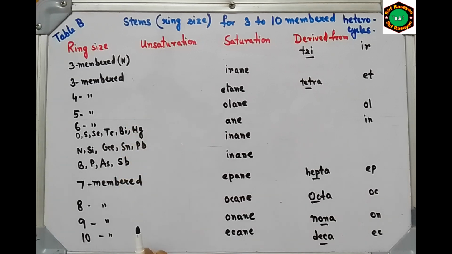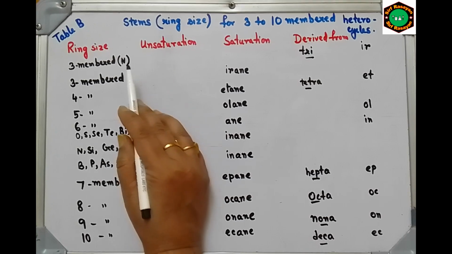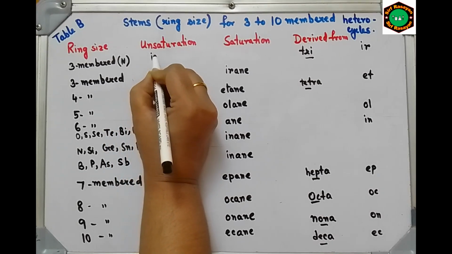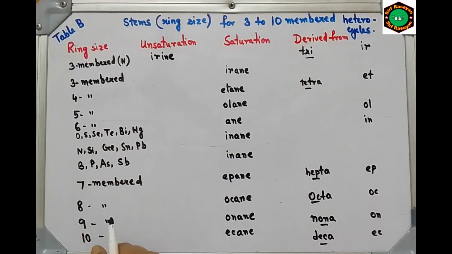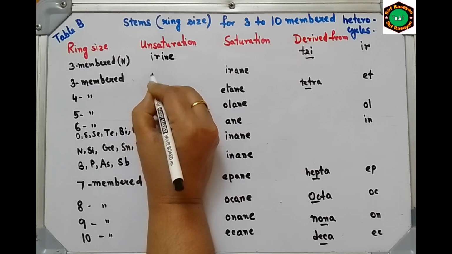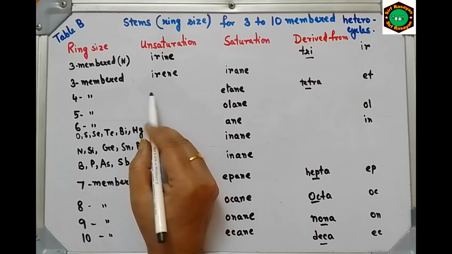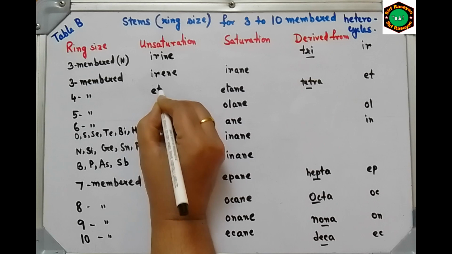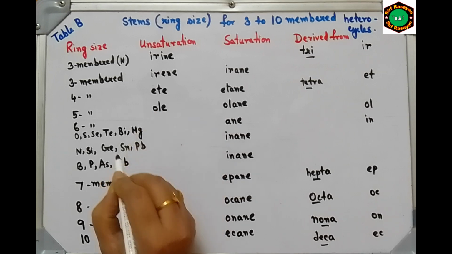Now for the unsaturated system we will see. If you have a 3-membered ring with unsaturation and nitrogen is present, take ir and add ine, irine. But if the 3-membered ring has unsaturation and no nitrogen is present, you take irene. So with nitrogen, for an unsaturated system, it is irine, and without nitrogen it is irene. For a 4-membered ring, et, there you have to add e only. For a 5-membered ring, ol, there you have to add e.